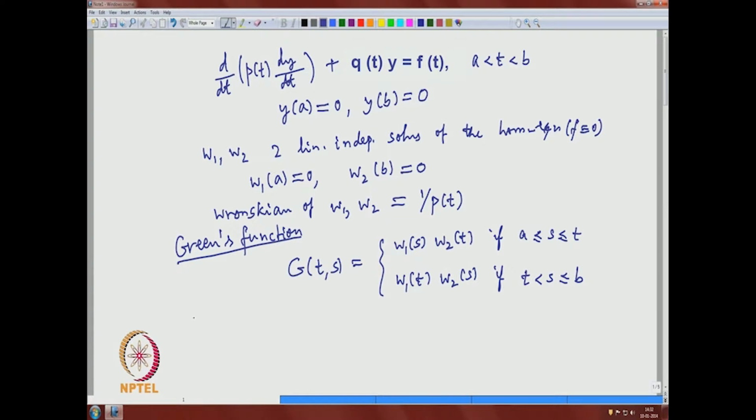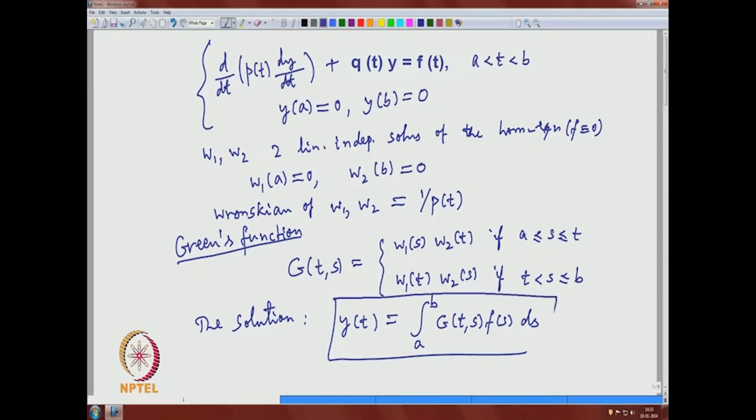Okay. And the required solution for the boundary value problem, y(t), is given by this integral from a to b of G(t, s) f(s) ds, and we verified that this y given by this integral satisfies both the boundary conditions as well as the differential equation. Okay. So, we will illustrate this through a simple example.